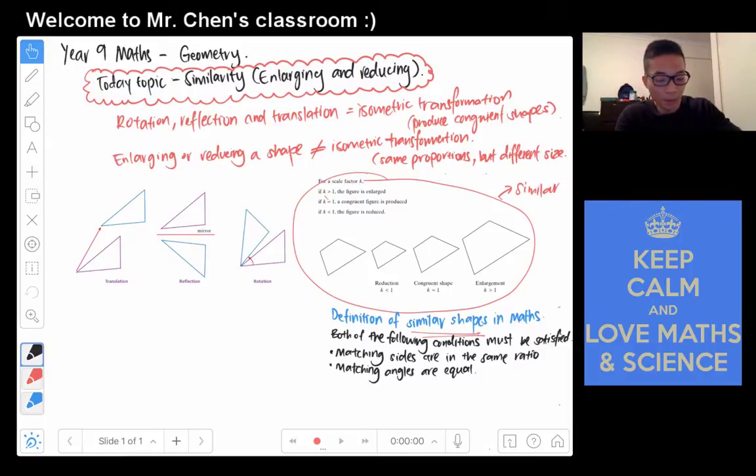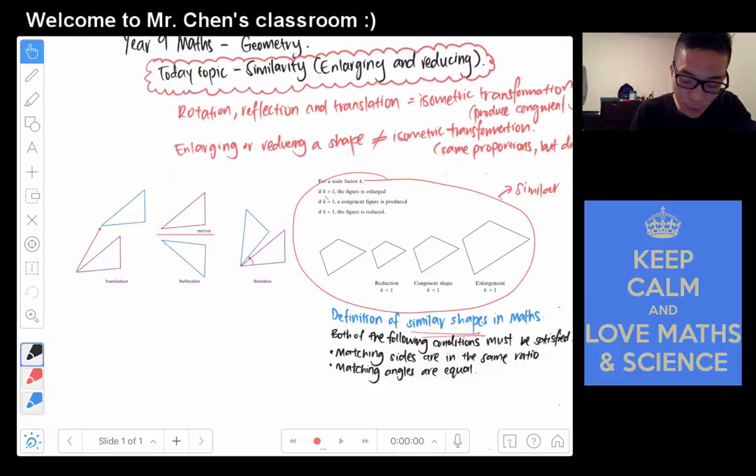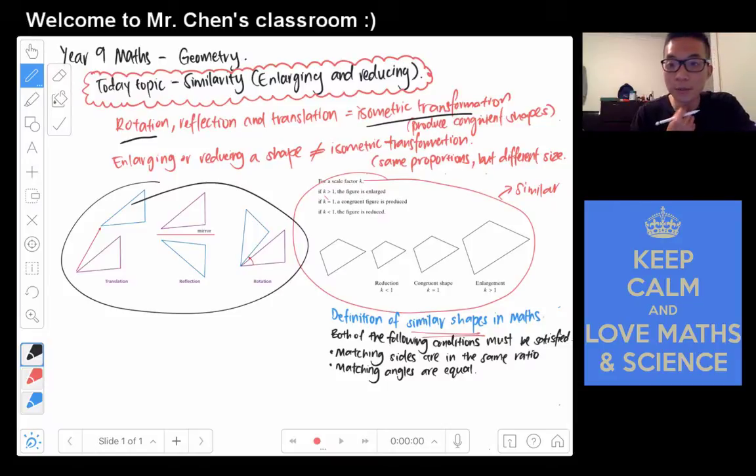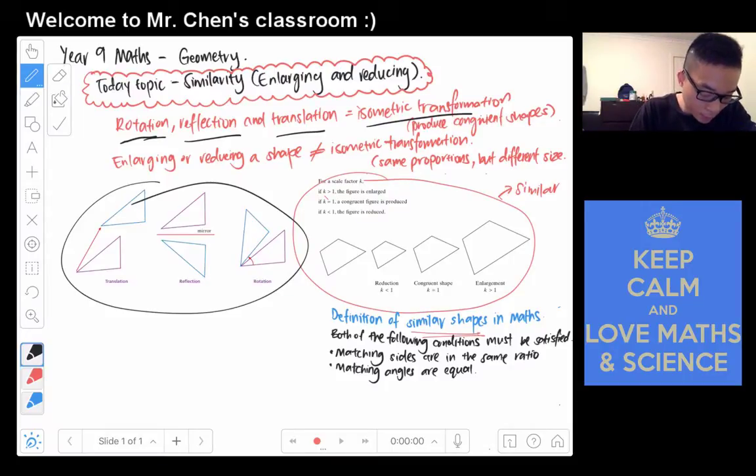First I have to remind you that enlarging or reducing a shape is not equal to your isometric transformation. Okay, let's have a look here. As you know, isometric transformation, which is over here, circled with black color, involves rotation, reflection, and translation.